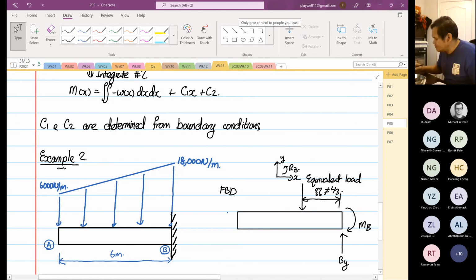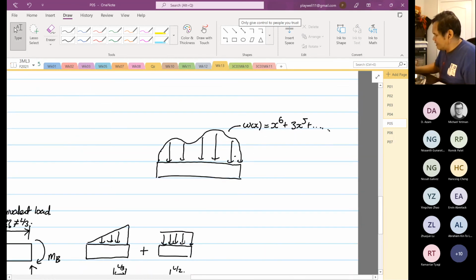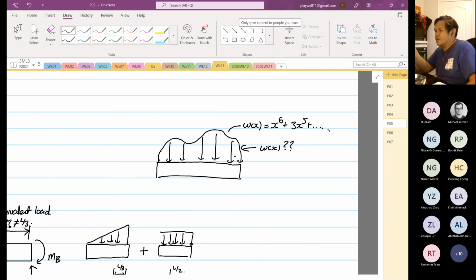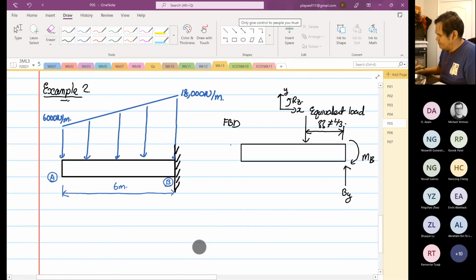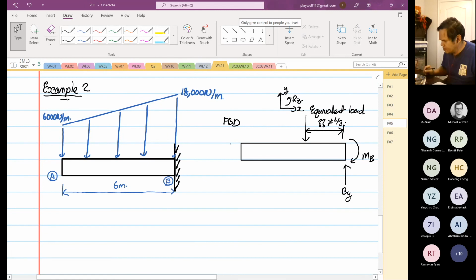Okay. Now, some of you might ask me, then if we have a load like this, how do we find the omega x, right? You use curve fitting. Okay, you plot everything on Excel, and then you generate the equation. Simple stuff. I think some companies cannot afford very expensive software. They just use simple software like this. So you have that expression over there.